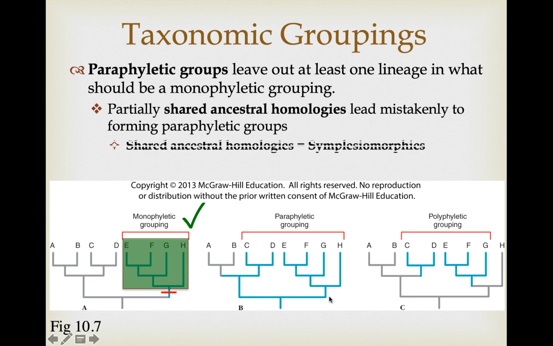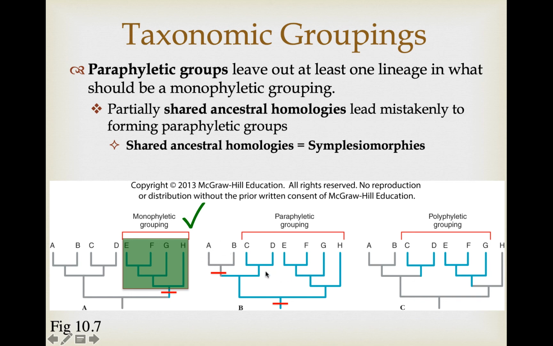In this case, if you paid attention to this trait right here, it's called a shared ancestral homology or a symplesiomorphy. If you looked at a character, for example, that said C through H belong together to the exclusion of A and B, you'd be making a paraphyletic group. But really what's happened is whatever this character is, it's the ancestral form that has simply evolved past that in this group that has a faster rate of evolution.